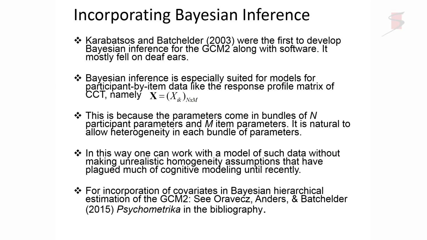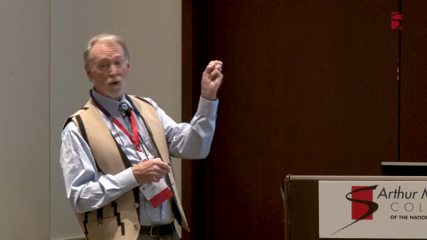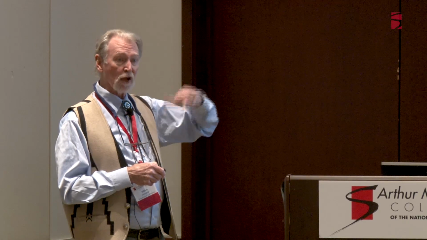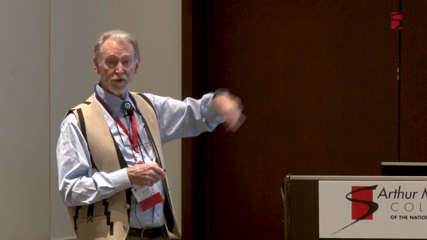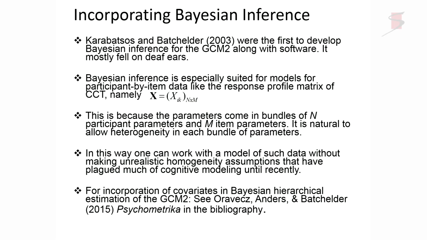The reason that Bayesian inference is very good for that kind of thing is that on the subject side, you may have one or two, several kinds of parameters, and they form bundles. And you can easily model heterogeneity in the bundles of parameters for the subjects if you work that way. And also the M items may have one or more parameters. And then if you go hierarchical Bayesian, you can assume that these parameters for the items fall from some hierarchical distribution, and on and on. It's in the papers.